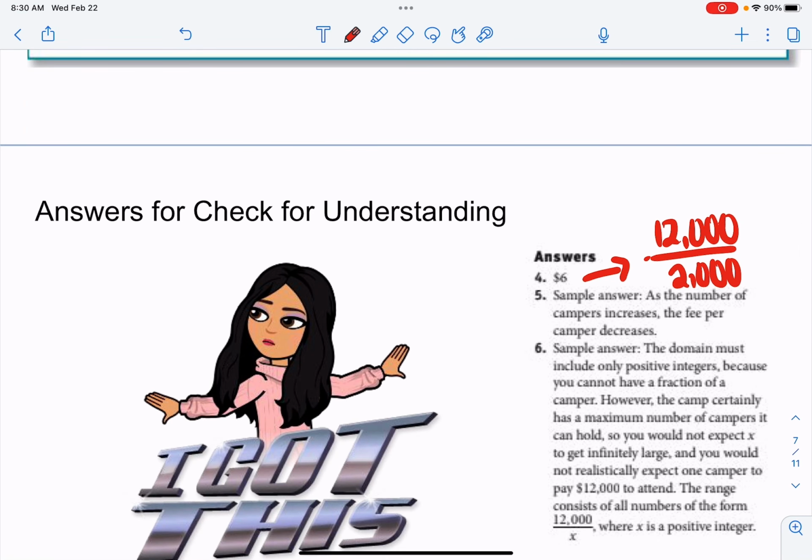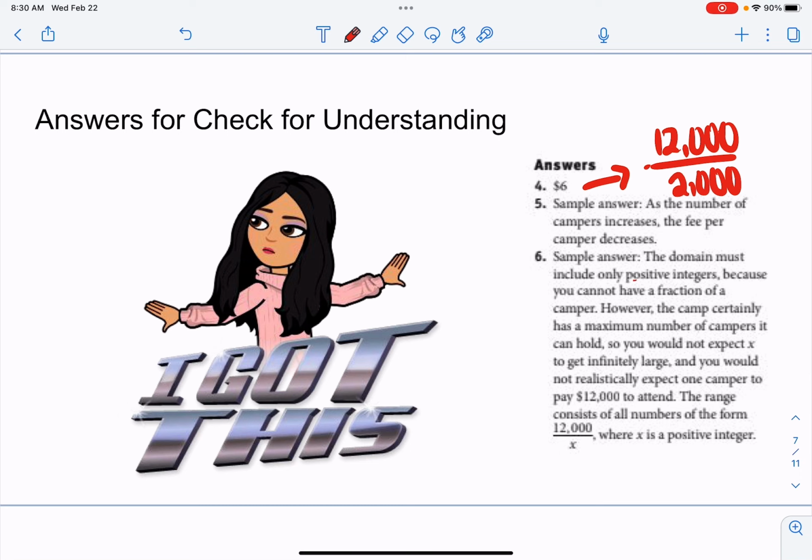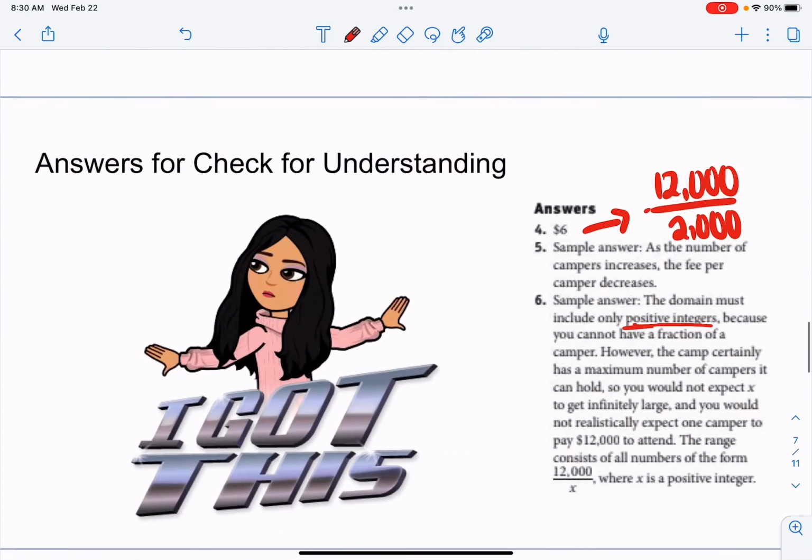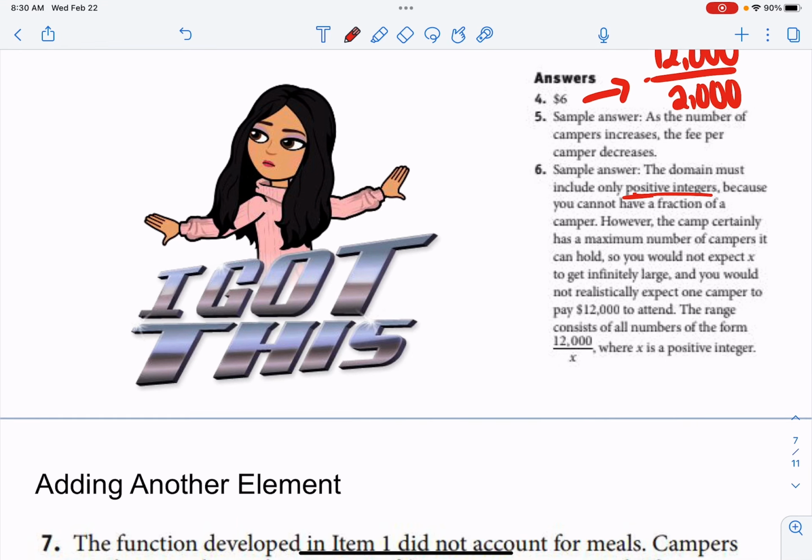If we look at the domain, it only includes positive integers, which means it can't go to the negatives because you can't have a negative number of campers. But for y, you can go towards positive infinity, but you can't go towards negative infinity. You have to stop at 0 because you can't have a negative fee per camper. So that's an example you can give for the domain and range. Another way is domain could start at 0 to infinity, and range would also be 0 to infinity.